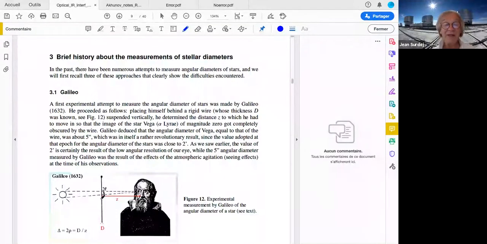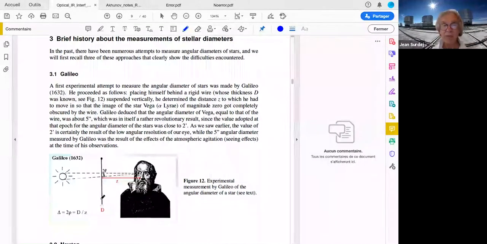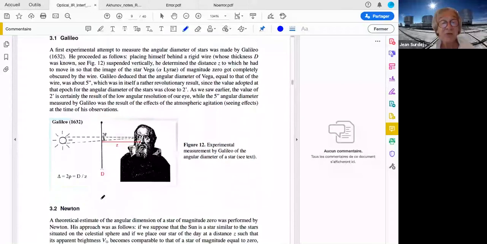But what he was measuring there was not an angular diameter. What he was measuring, in fact, was a thin disk, from the location where he was observing the star. But it was already a kind of revolution, because before Galileo, the angular diameter of our eye is about 2 arc minutes. And most of the people, scientists at that time, thought that the angular diameter of the stars was about 2 arc minutes. So this was already a nice progress to show that their size was much smaller.